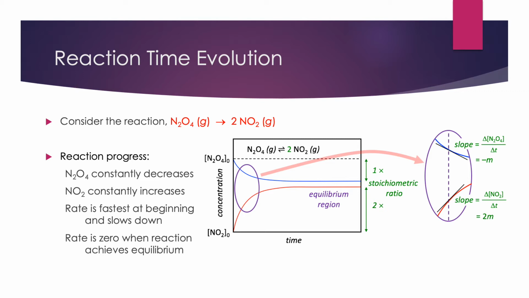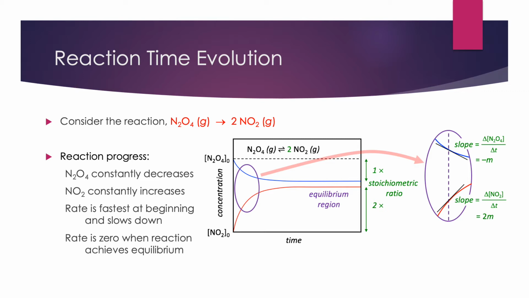So we're going to see that during the course of the reaction, the N2O4 is constantly decreasing. In fact, if you look at the blue line on the graph, that's tracking what the concentration of N2O4 is as a function of time. You can see that it always slopes downward. It never jumps back up again. Now, that's not to say it can't happen in a reaction, but in most reactions, the reactants go away in a very smooth manner, as is shown here.